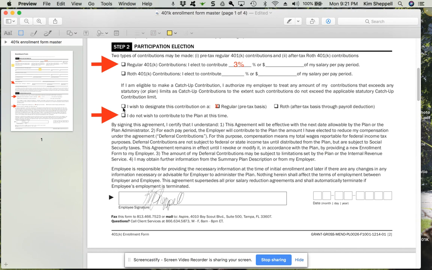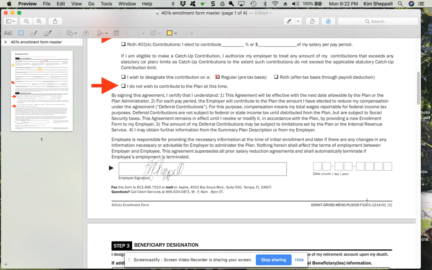This just designates you must click this also that you're doing it on a regular basis because Fisk has a regular 401k, not a Roth. So do not check that box. Here's your signature down here and the date.